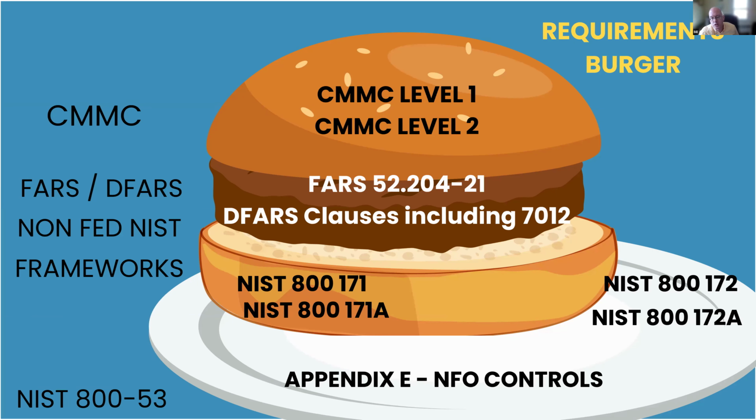And again, this is the requirements burger. We went through this yesterday. So there are definitely all these things out there in terms of the different CMMC levels. There's NIST 800-171 and 171A, and then on the side you have NIST 800-172 and 172A. And there is, let's call it the plate, that they consider the basis, the foundation that everybody's supposed to do, these Appendix E NFO controls.